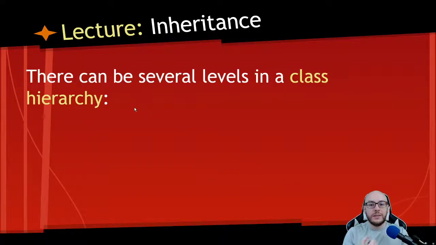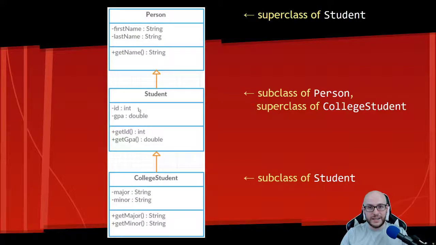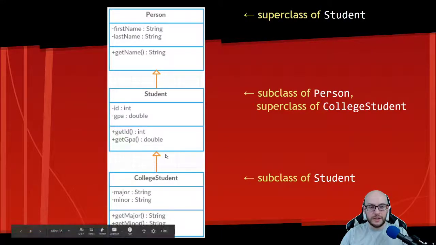Okay. There could be several levels in a class hierarchy, right? So this is where that parent-child, grandparent thing really pays off. But take a look at this. Person has one subclass, and it's student. Student has one superclass, and it is person. Okay. It's the same thing down here. We would say that student has one subclass. It is college student. College student has one superclass.